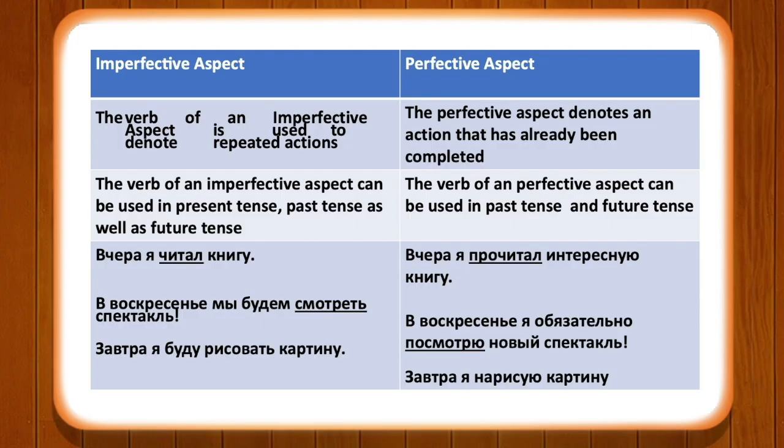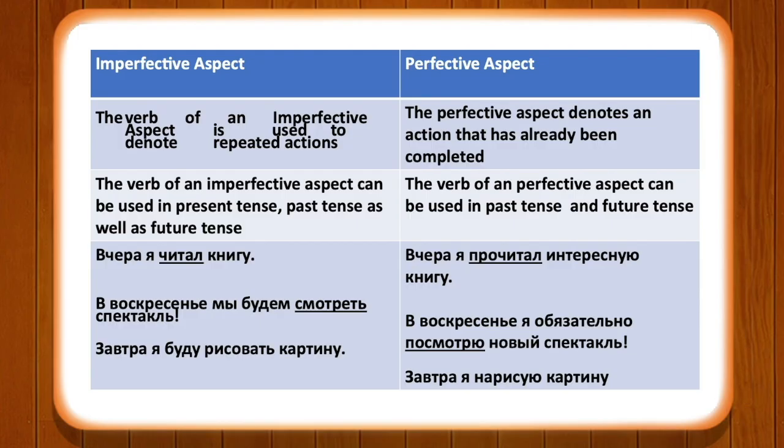But if we are using the perfective verb, вчера я прочитал интересную книгу or вчера я прочитал книгу, it indicates that I had read a book and I had finished reading a book. So, the use of perfective aspect indicates completion of that action. So, вчера я прочитал книгу indicates that I read a book, I finished reading a book. Let us see one more example.